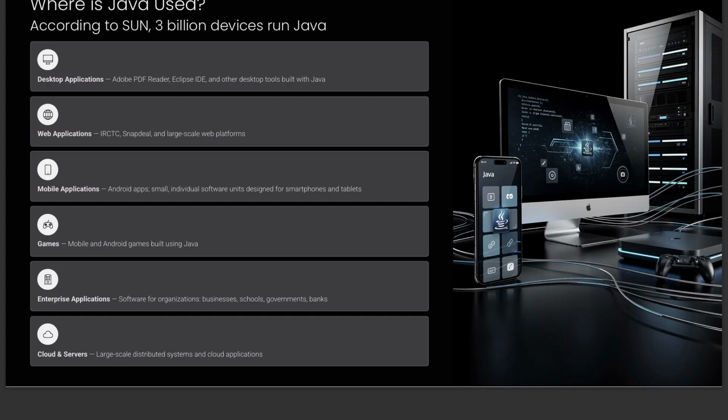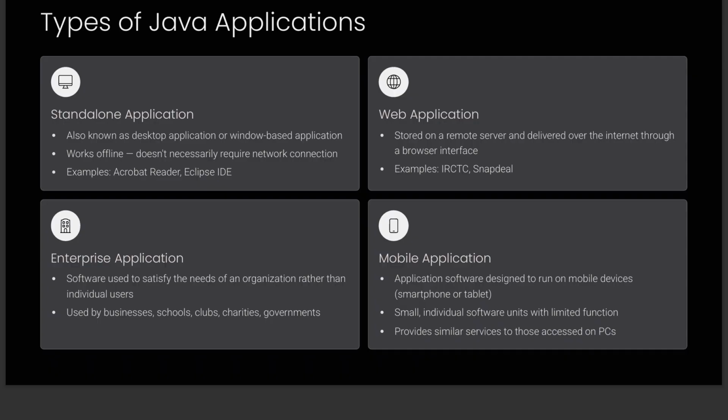Now, where is Java used? As we discussed, in desktop applications, web applications, mobile applications, gaming, enterprise applications, cloud and servers, and different types of Java applications.